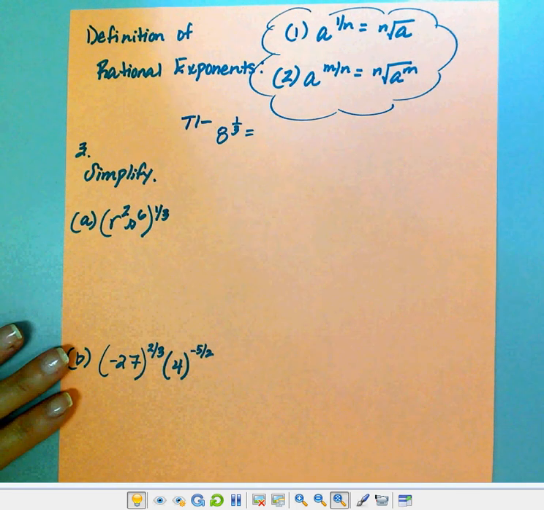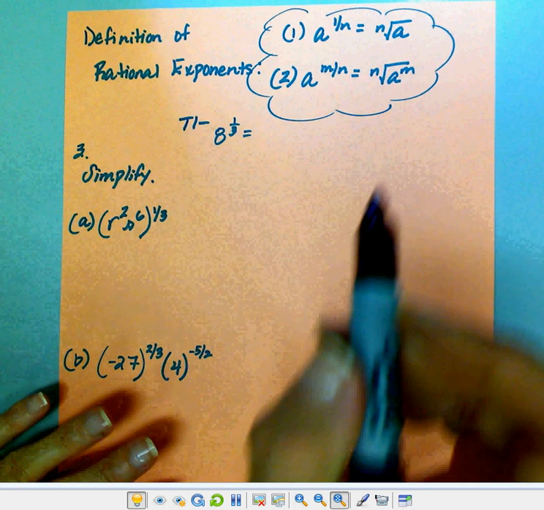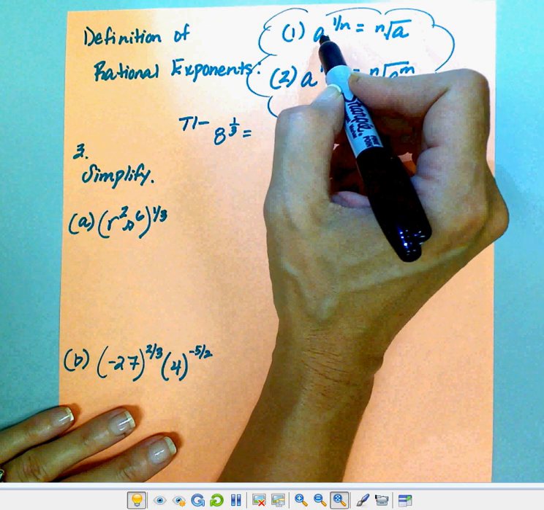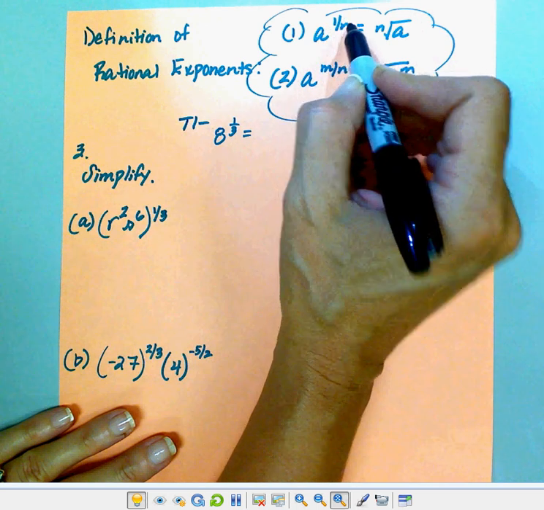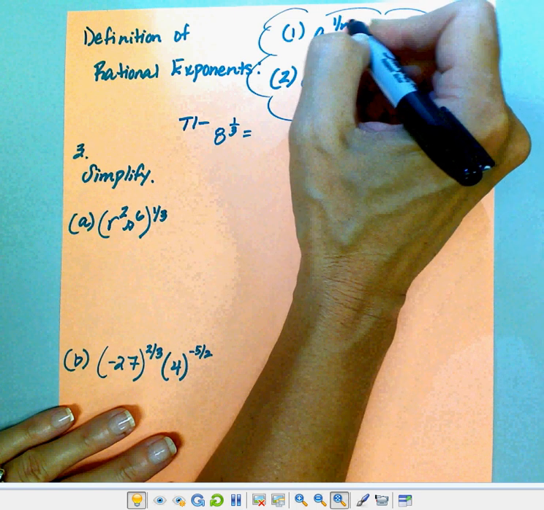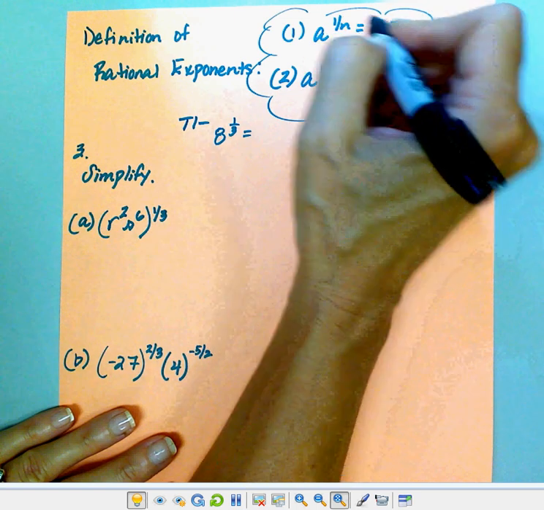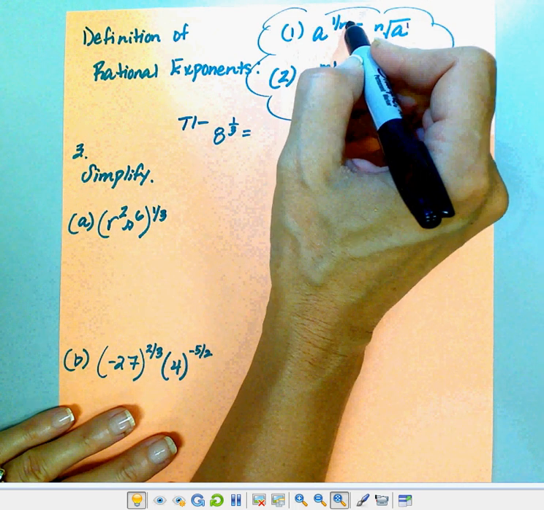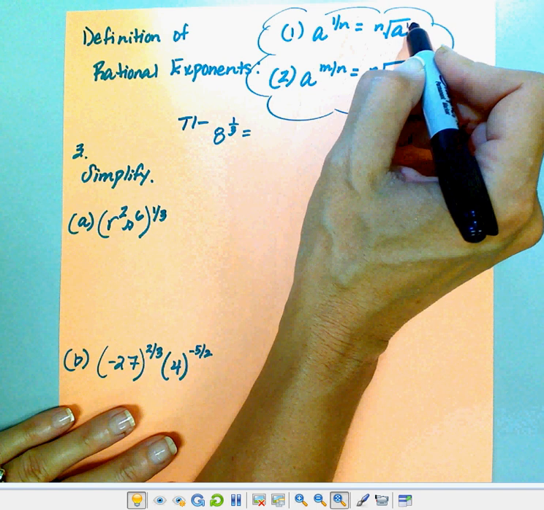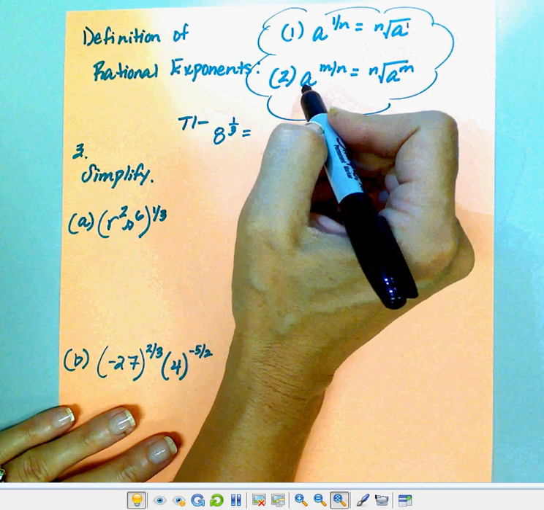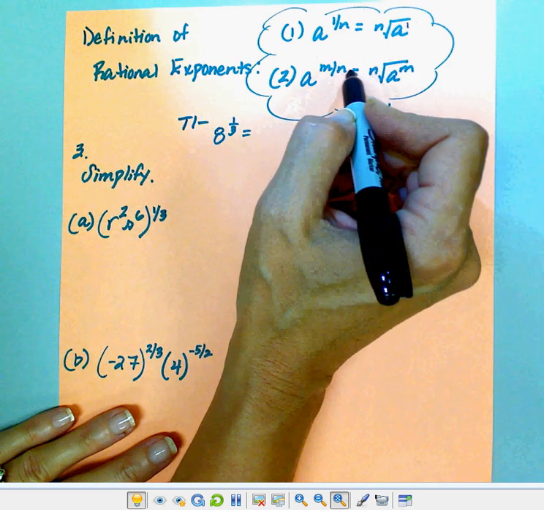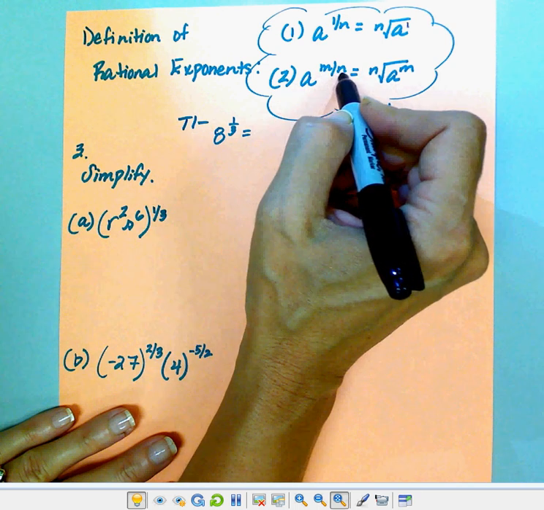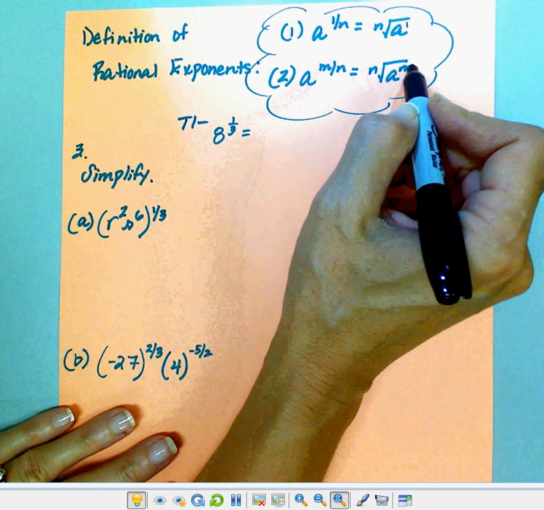Definition of rational exponents. So this is rewriting. If I have something that says a to the 1 divided by n, that's the same as, notice this bottom number is my index and this top number is really my exponent. So a to the 1 divided by n is really the nth root of a to the first, or a to the m divided by n is the same as the nth root of a to the m. So again, this bottom number is always your index, this top number is always your exponent.